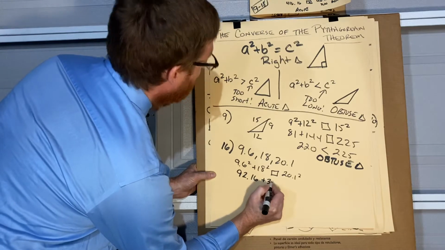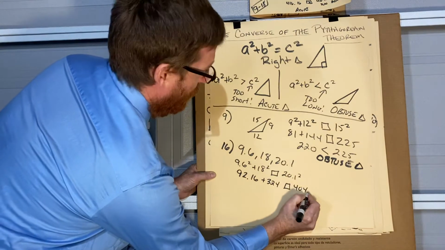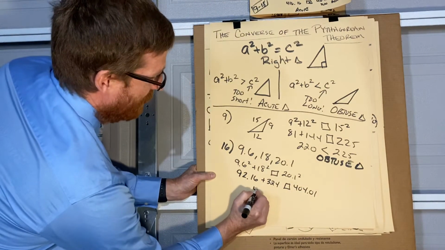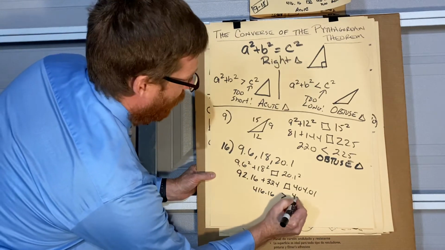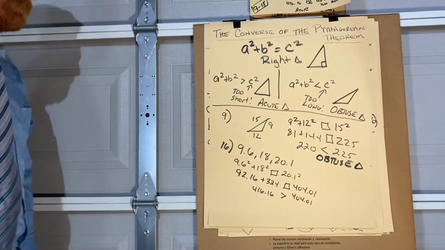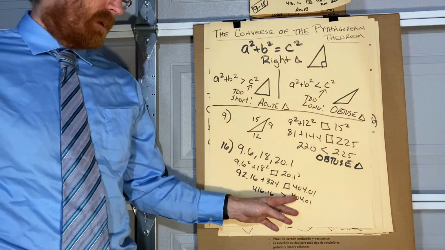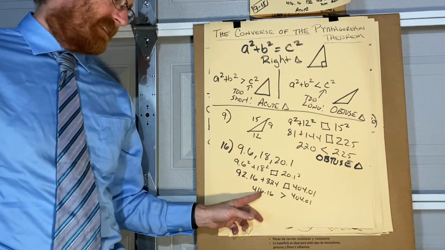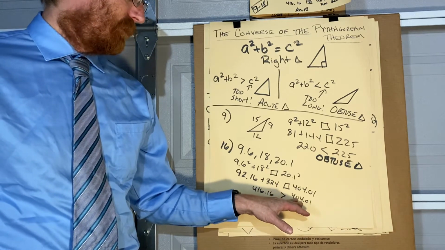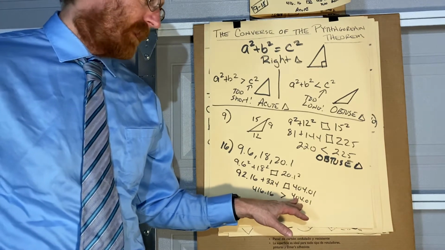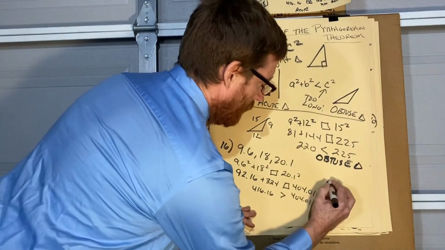Plus 324. How's that compared to 404.01? When I bring these together, I get 416.16. And that's going to be bigger than the 404.01. So in this case, 416.16 should be equal to 404.01, but 404 is less than this 416. This is too small or too short, right? So since this is too short to make a right triangle, that means that right angle closed down a little bit and ended up being an acute triangle.